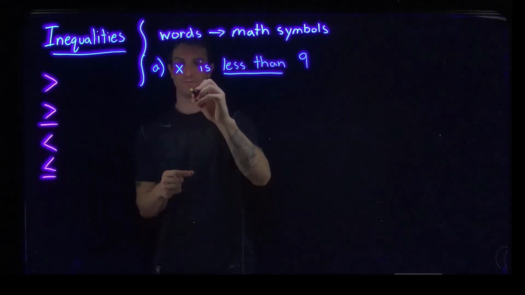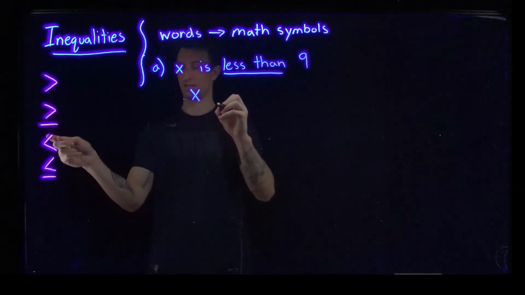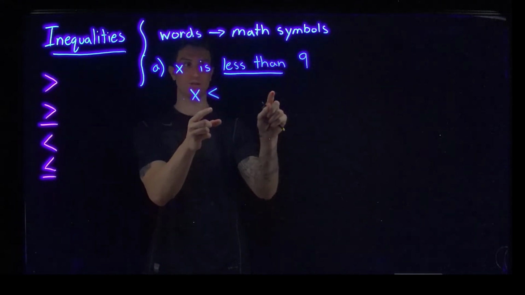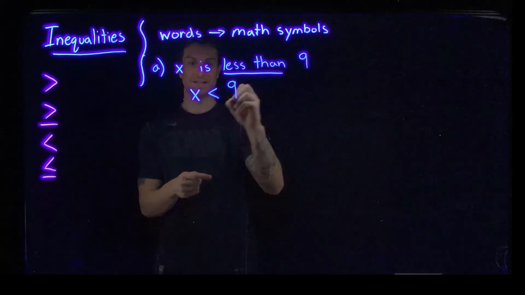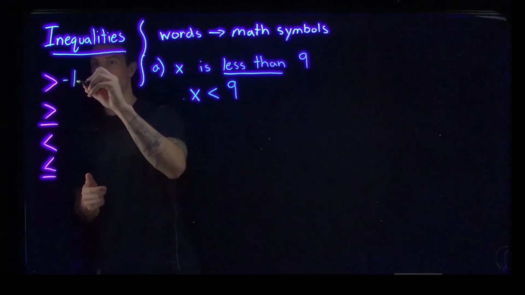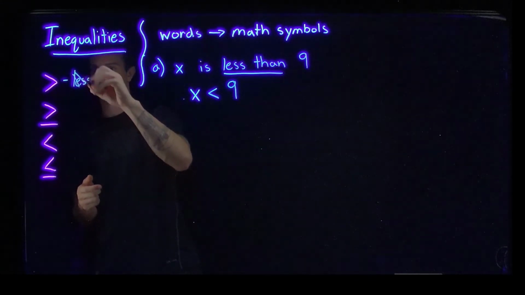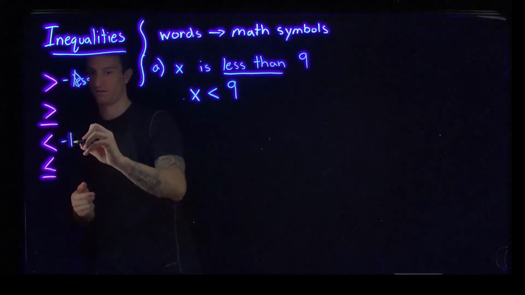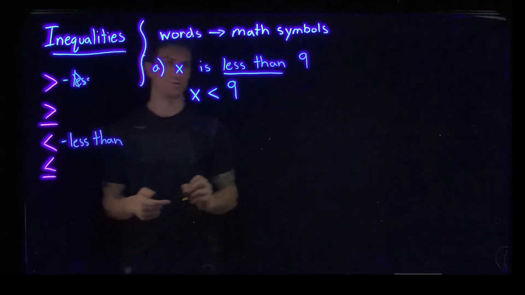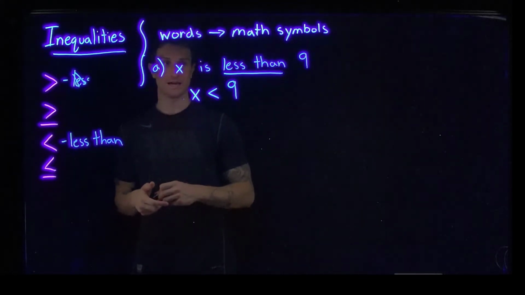We'll write it right below. So we normally write x on the left-hand side, followed by the less than sign. You could think of it as facing away, opening up to the greater number, which is 9. So x is less than 9. We'll write this over here, less than. So x is less than 9.